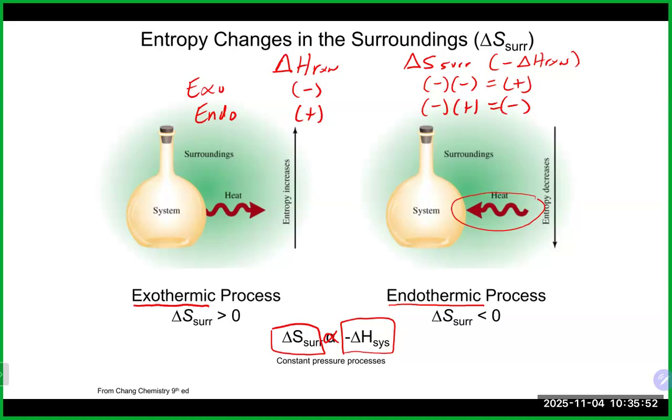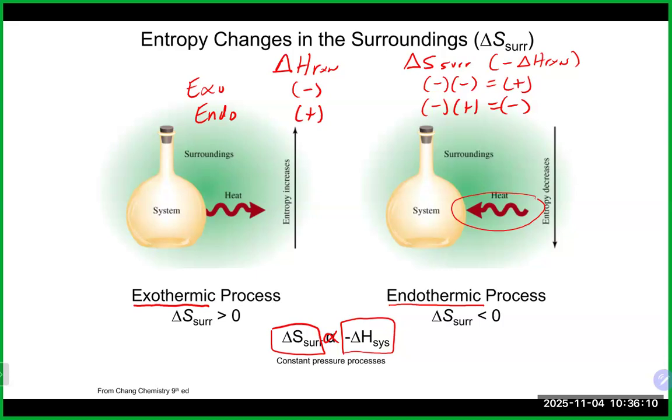So again, the delta H here plays a role in the entropy of the surroundings, which is a part of the entropy of the universe that helps us determine whether or not, for example, a reaction is spontaneous. Any questions on that relationship?